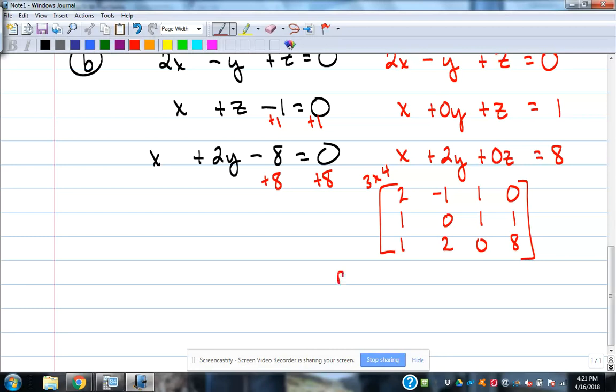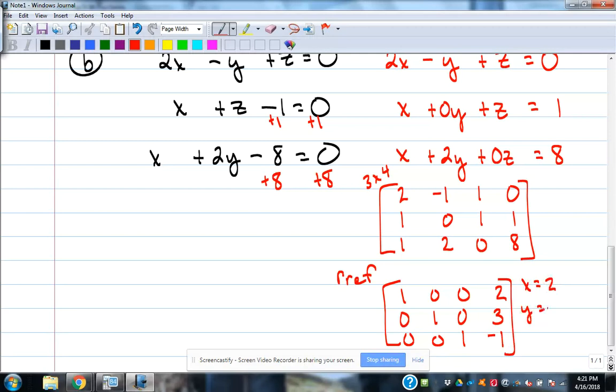So I get this matrix after RREF: 1, 0, 0, 2, 0, 1, 0, 3, 0, 0, 1, -1. That tells me that x equals 2, y equals 3, z equals -1. I get an ordered triple, just x, y, and z. The furthest right column is going to be your list of answers, x, y, and z.